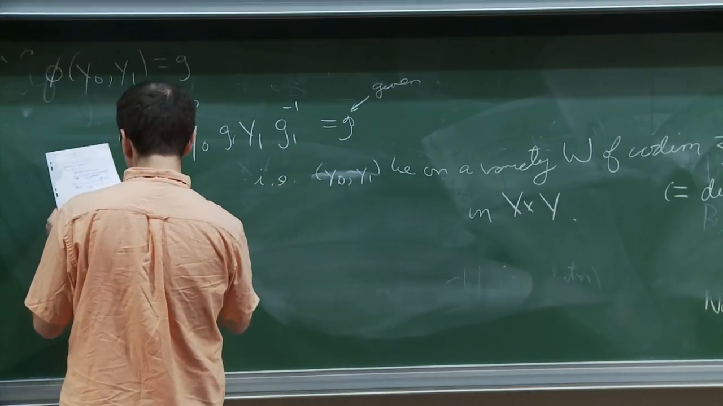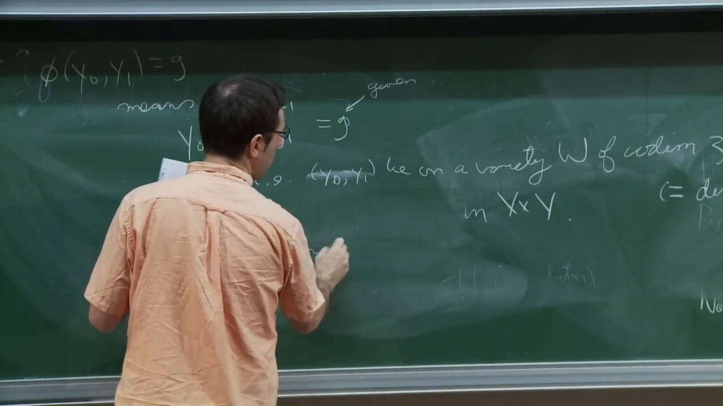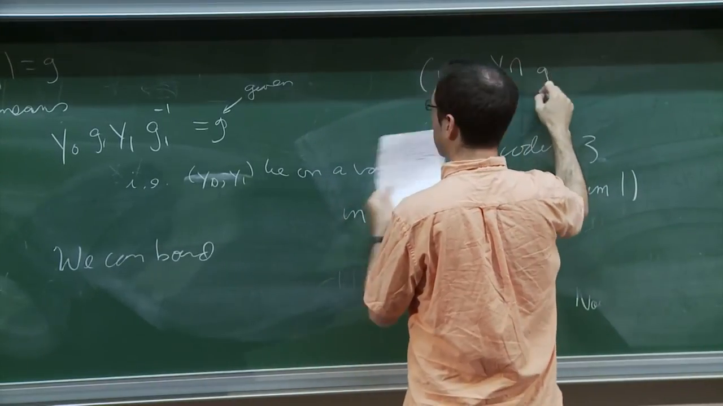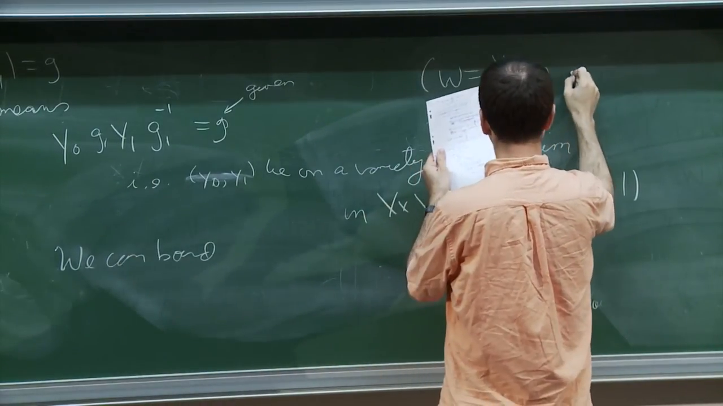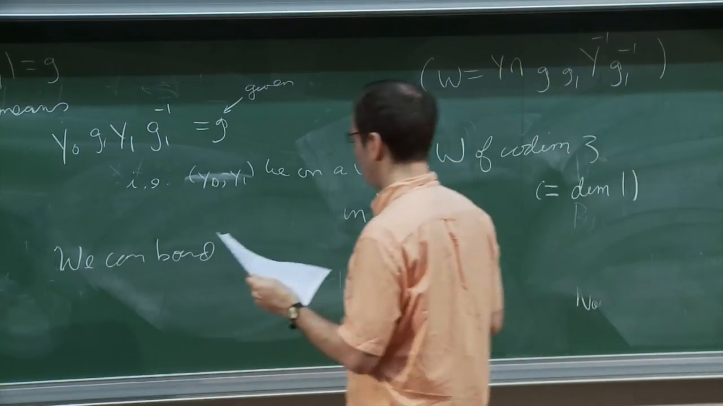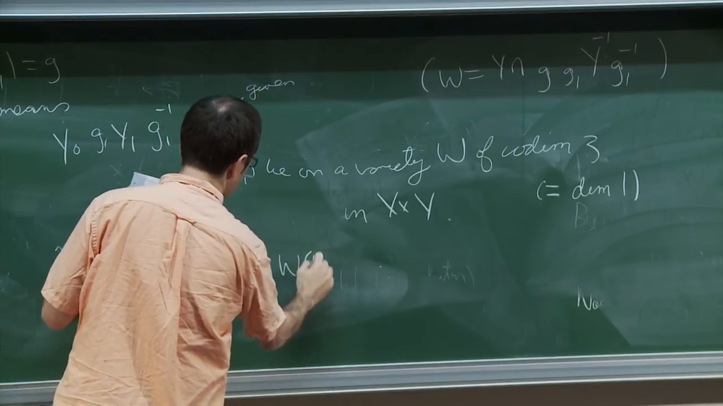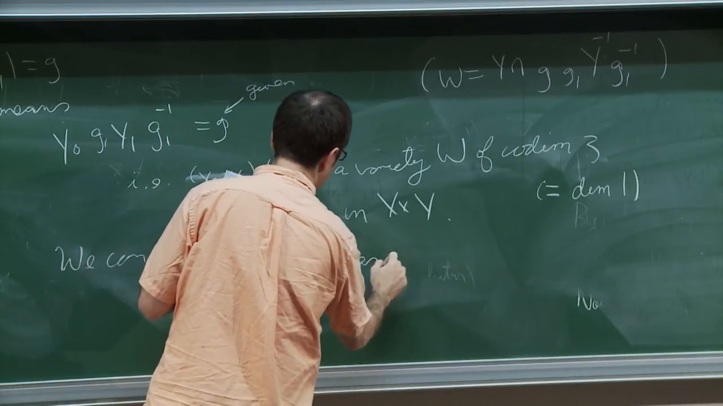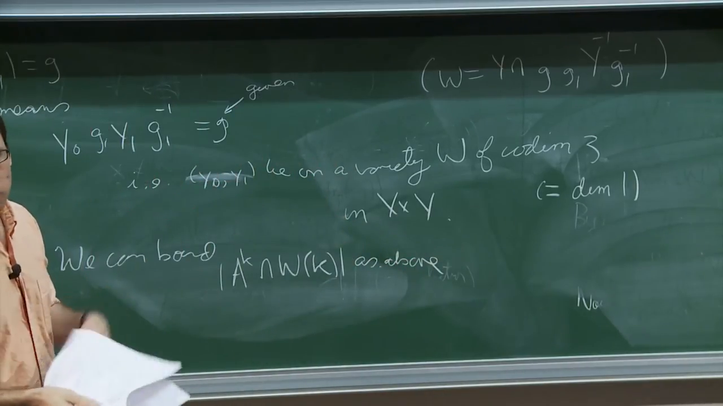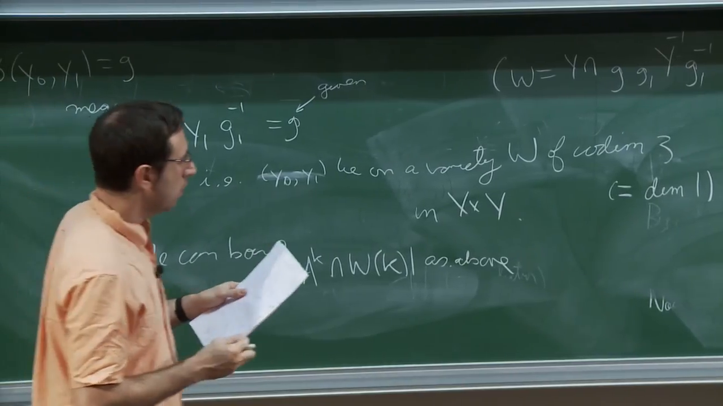So what we can do now is that we can bound. W here is just Y intersection. I just copy that, almost. So we can bound this intersection as above. Right? We have gone down from 2 to 1. The essential thing is that we have gone down in dimension.